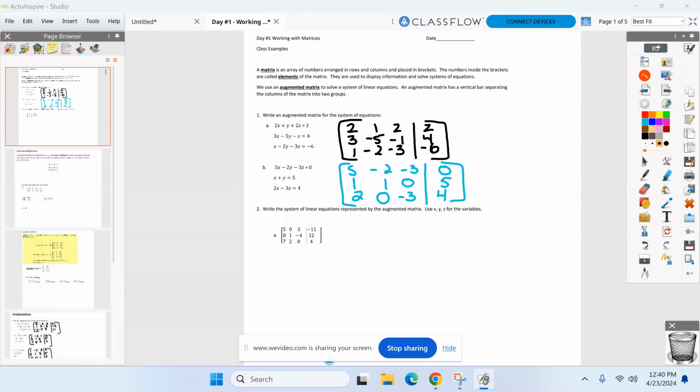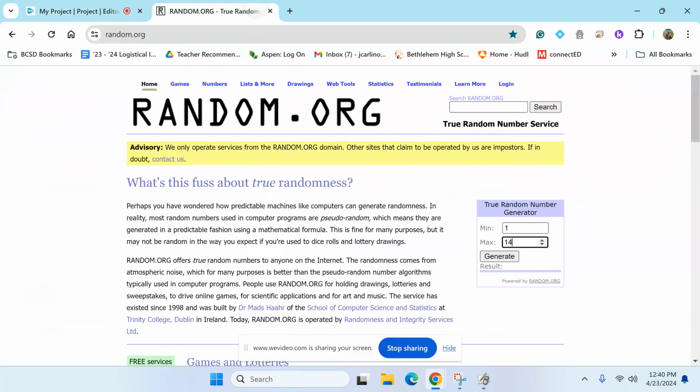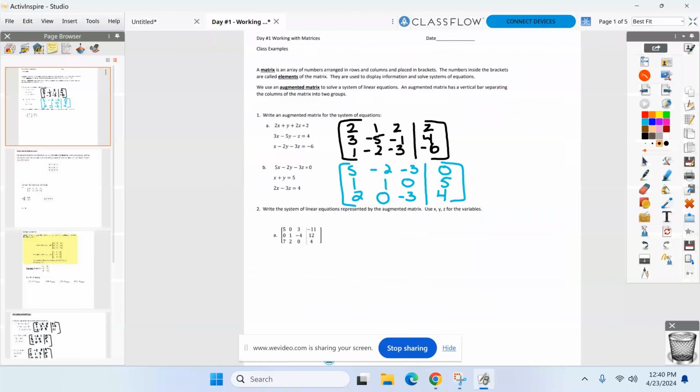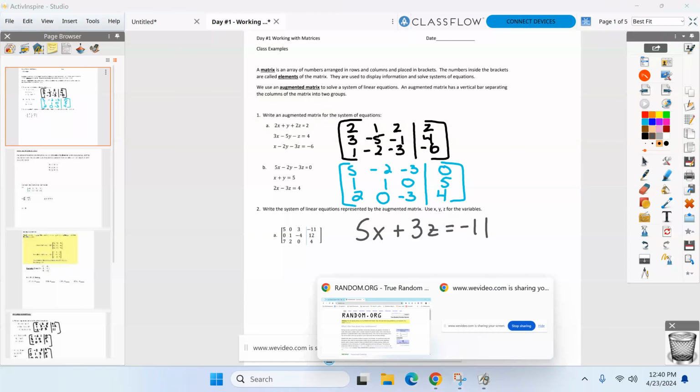First equation. What do you think you got there for me? Oh, it's been so long, Kate, it's been so long. Let's go. What do you think you got for that first equation? 5. Good. You got it. No y in that one because there's a 0 there. Yep. Second equation from the second row.